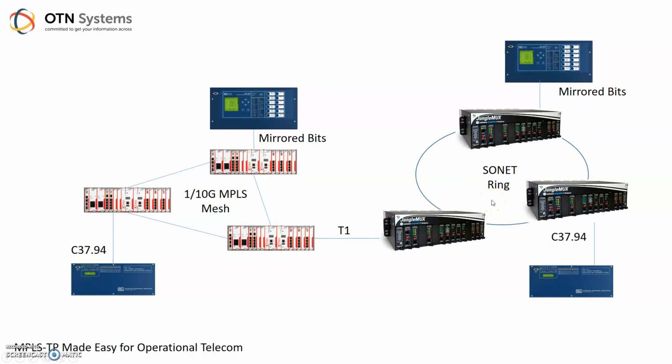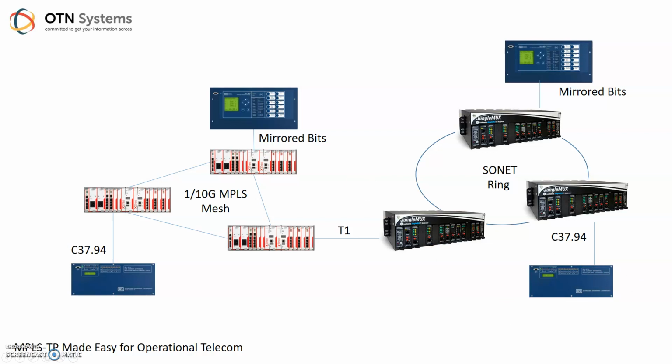One of the first things you'll notice is that mirrored bits is a serial protocol, and there's no interoperability of serial mapping between different primary mux or channel banks. There was no standard for it, so every different vendor implemented it in their own way. One way out of it is basically to convert anything serial into C37.94.